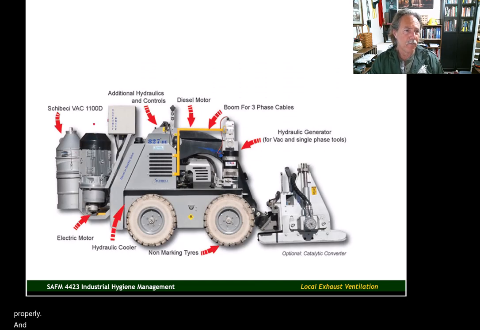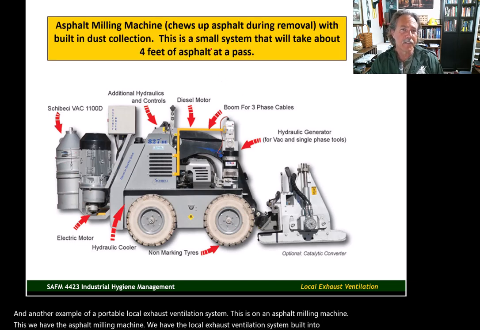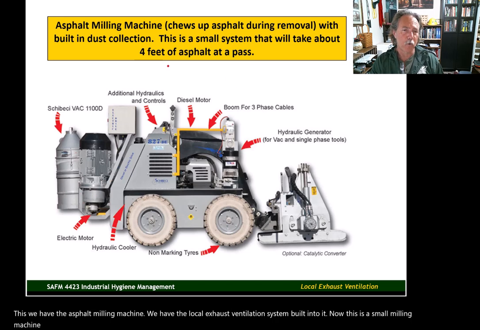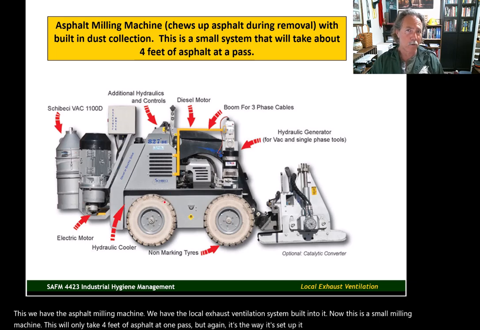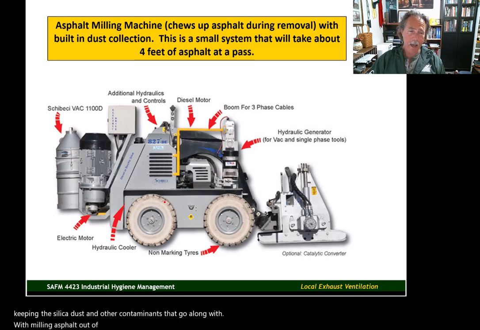Another example of a portable local exhaust ventilation system is on an asphalt milling machine. We have the asphalt milling machine, with the local exhaust ventilation system built into it. Now, this is a small milling machine. It will only take 4 feet of asphalt in one pass. But again, the way it's set up, it does an excellent job of keeping the silica dust and other contaminants that go along with milling asphalt out of the air and out of the worker's lungs. Keeping it out of the worker's lungs, that's what it's all about.